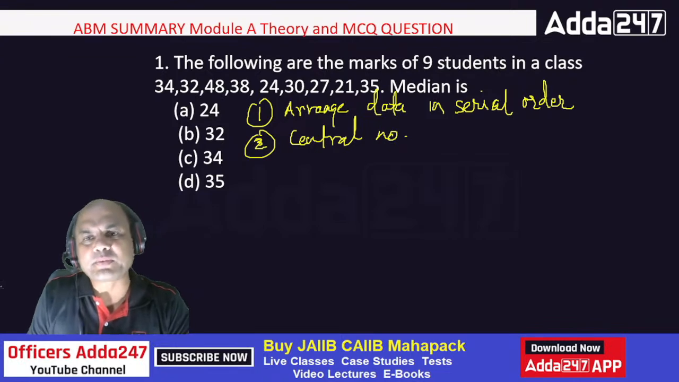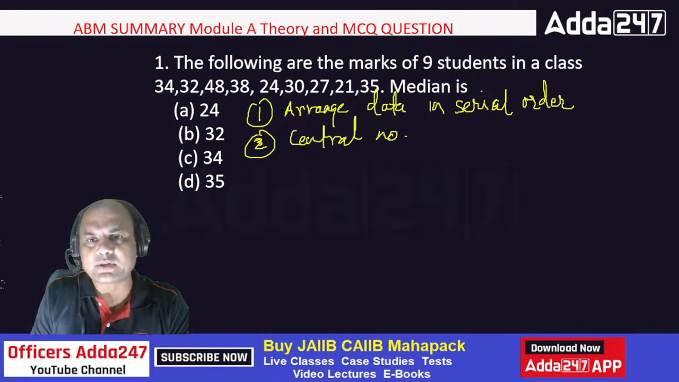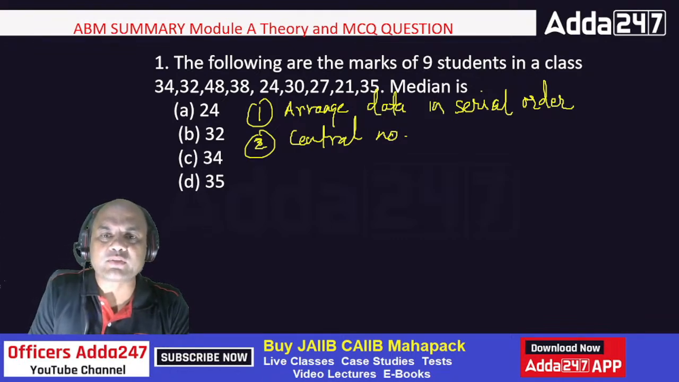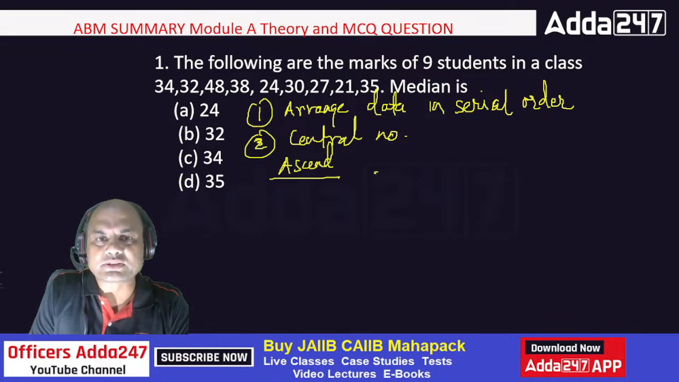Now let me show you 2 examples. See this, these are the numbers. First we'll arrange them in a serial order, let's say ascending. So what is the ascending order over here? Everyone pay attention. First is 21. After 21, what comes? 24. Is there anything else? No, 24. After 24, 27. Anything in between? No, 27.